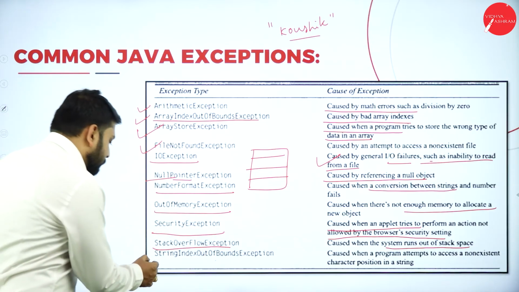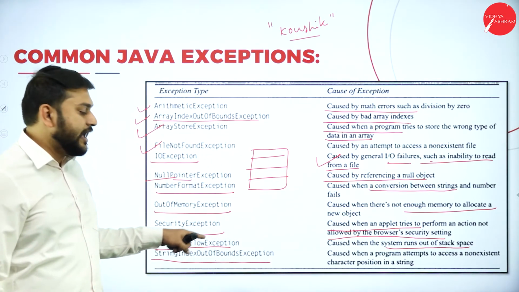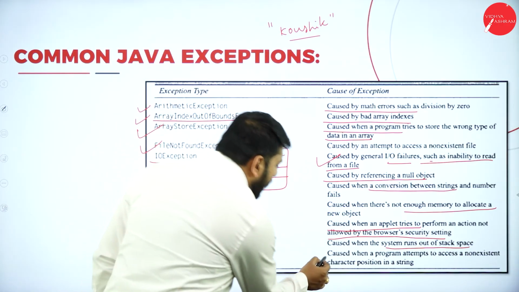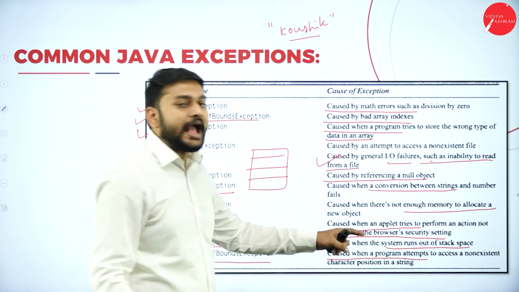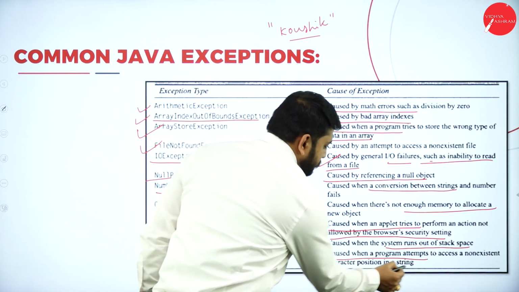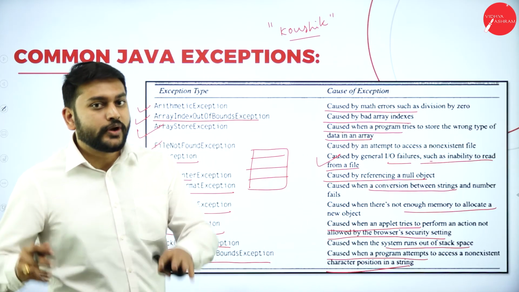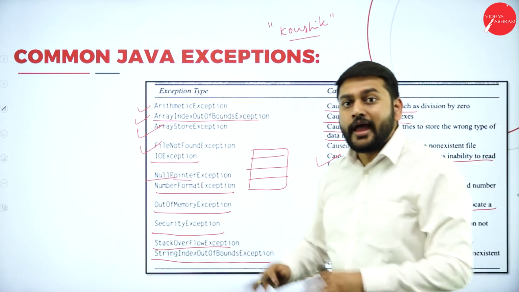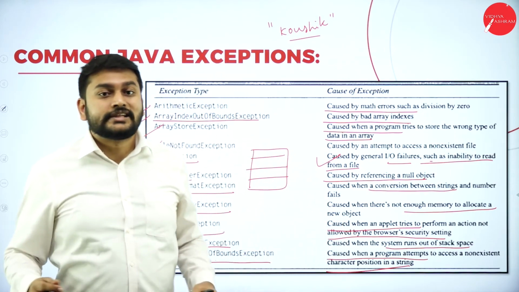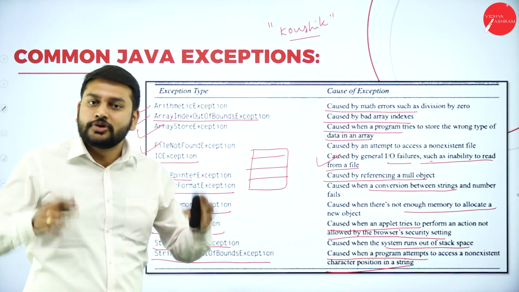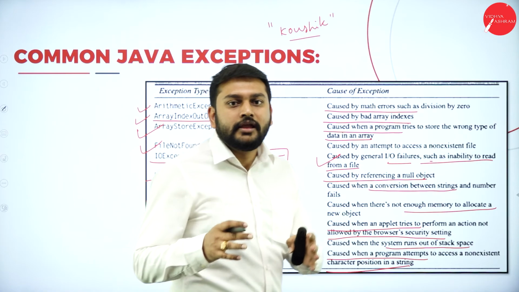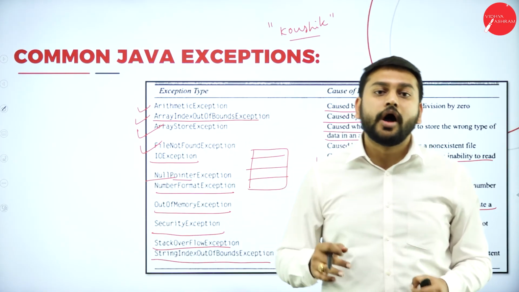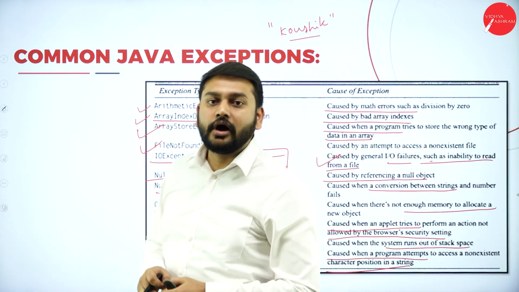Last but not the least, StringIndexOutOfBoundsException. When do I get this? It is caused when a program attempts to access a non-existing character position in a string. I'm trying to access a string position which is not there. That's what you need to remember about this exception. You need to understand each one of the exceptions very carefully and in a very detailed manner. This will help you a lot to understand the next concepts.